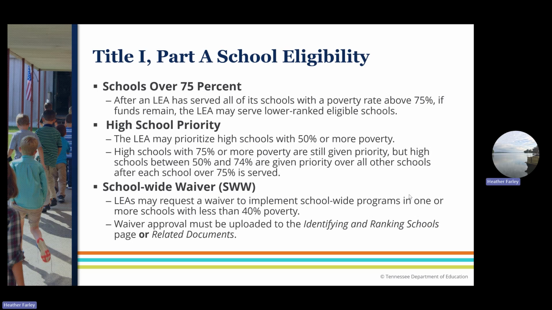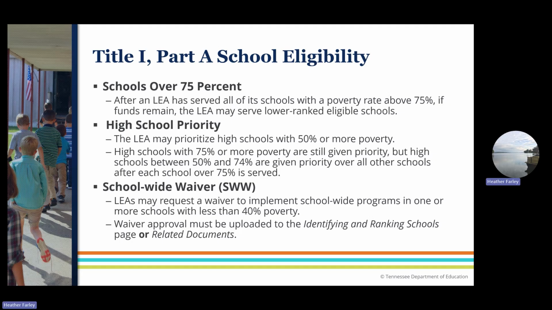Do note if any school goes over or at 75%, you must serve those schools. And even if you're grade span ranking and you have never served a high school, if it goes over 75%, you still have to serve those. If an LEA wants to, they can prioritize any high school that is 50% or more. Of course, that would be second after schools over 75%. And if you have any schools that go below 40%, you can request a waiver.